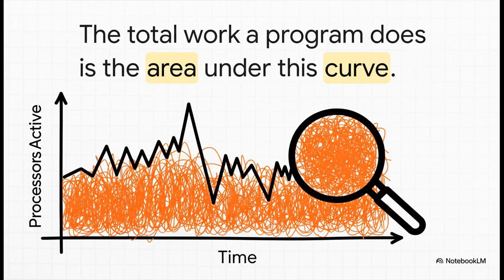Now, this graph isn't just a pretty picture. It's actually a calculator. If you were to shade in the entire area under this jagged line, that total area would literally represent the total amount of work the program had to do to finish its job.